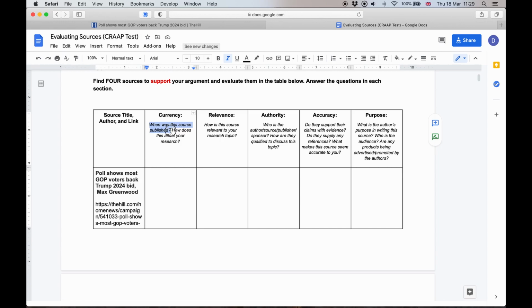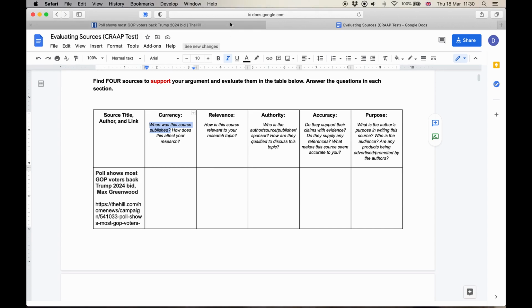So in the first column is currency, which is about time. When was it published? And how does the currency affect your research? So if it's old, is that a good thing or a bad thing? If it's new, is that a good thing or a bad thing? Does it matter? Your answer here will depend on your research question. If you're thinking about history, then old is probably okay. If you're thinking about developments in new technology, in science, old is probably not great. It depends on your question.